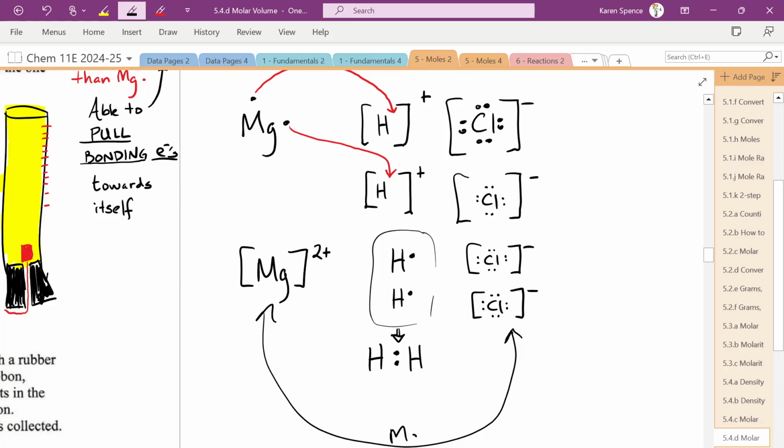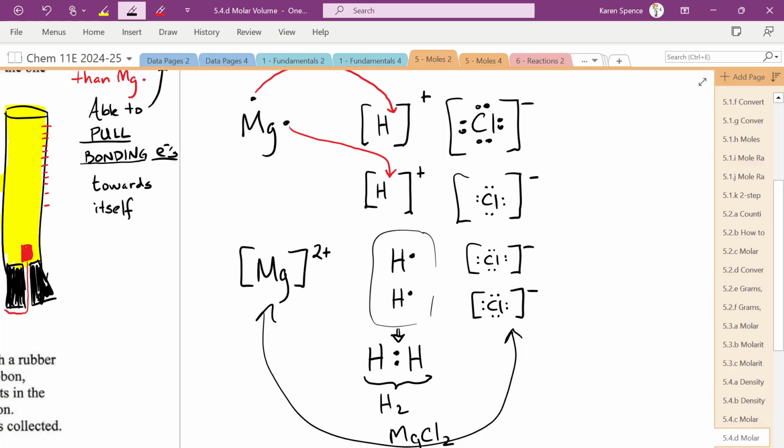Now we have MgCl2, and we have H2. Are you going to have to draw diagrams like that? No, but that's what's happening, and it's because hydrogen is better at pulling the electrons. It's more to do with the electrons preferring to be with the hydrogen compared to with the magnesium. So basically, hydrogen pulls magnesium's electrons away from it.